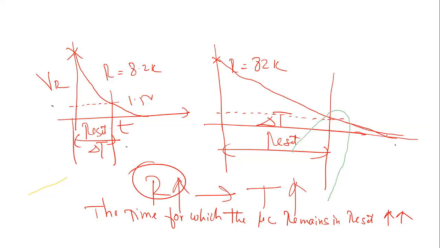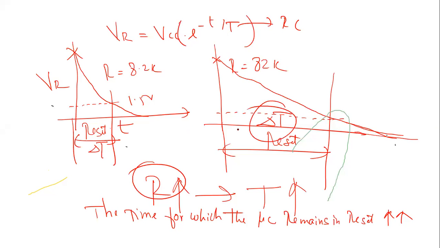You can actually calculate what exact time period that you want, because you know the expression for the voltage across resistor is equal to VCC into e power minus t by tau. So if you know the value of RC, you can figure out what is the value of R and C that is necessary for you to control this delta t.